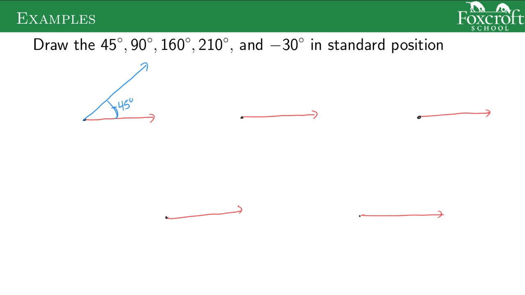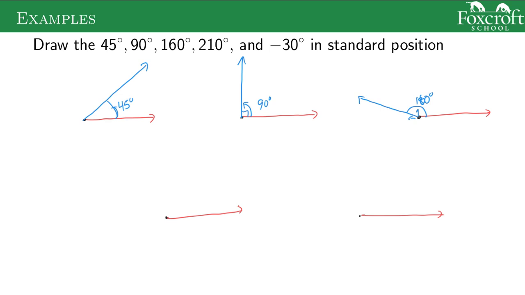Next is 90 degrees. 90 degrees is a right angle. Again, I'm rotating this way to get my right angle, so this is 90 degrees, and again it's the only way you could draw 90 degrees in standard position. Next, 160. We're not going to break up a circle and count 160 equal pieces, but there are a couple of things we know. We know going straight up is 90, and going straight to the left is 180. 160 is somewhere between 90 and 180, so our angle is going to look something like that. That angle there is 160 degrees. It does not have to be perfect, but it should be in the right general area.